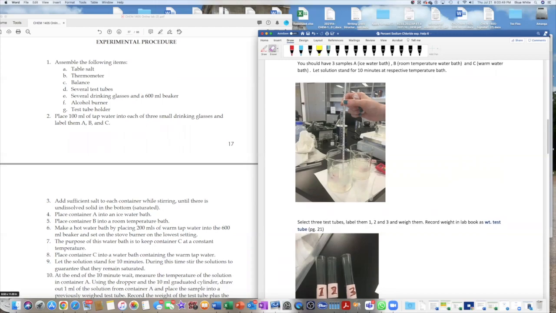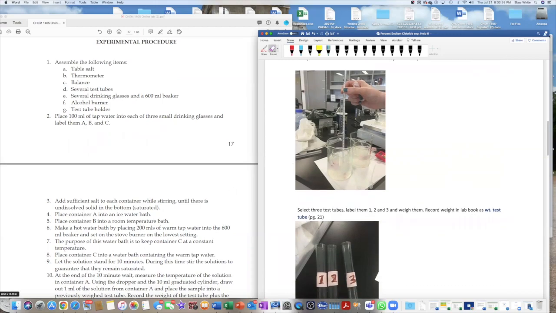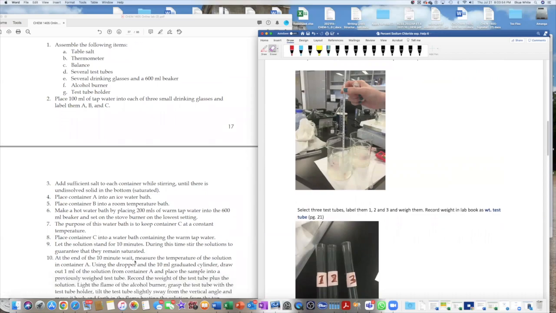So this is you seeing me and my student working on that part. So we are measuring the temperature of the solution, not the water, in container A. It says using a dropper and a 10 milliliter graduated cylinder, draw out about 1 mil. So they're saying draw out 1 mil. Use the dropper, but you're going to use the cylinder.